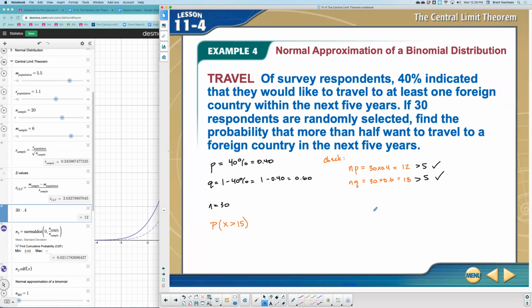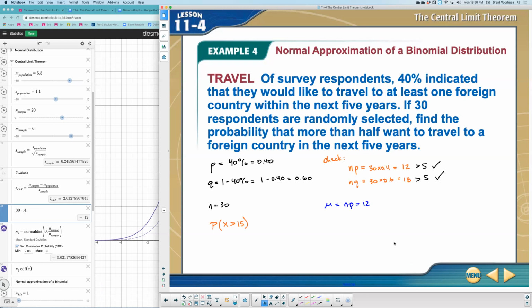So what would be the mean? If you want to know the mean, it is going to equal n times p. It's the number of samples times the probability. N times p, which we already have, is 12. That is our mean right there. So that was n times p.